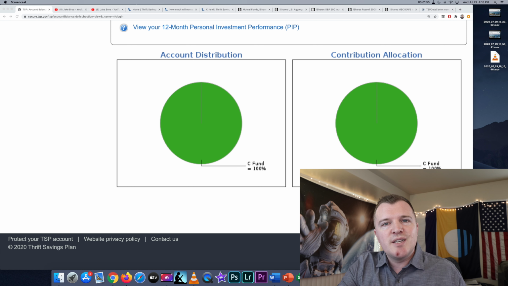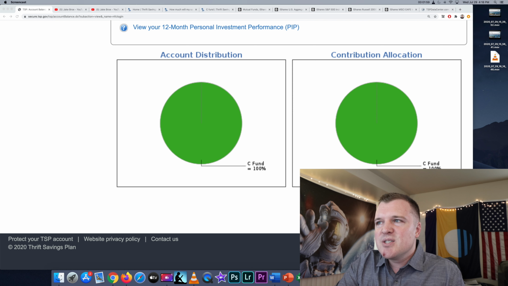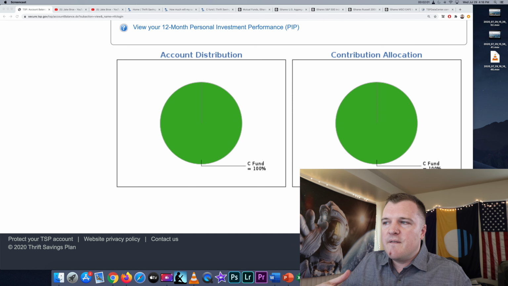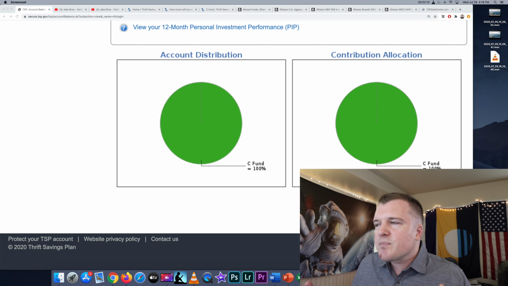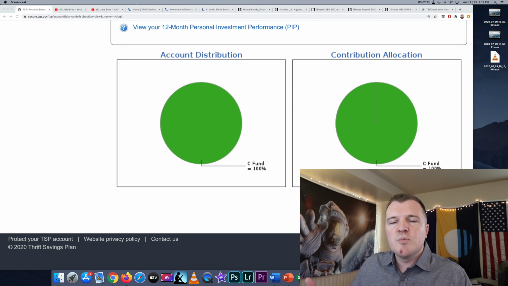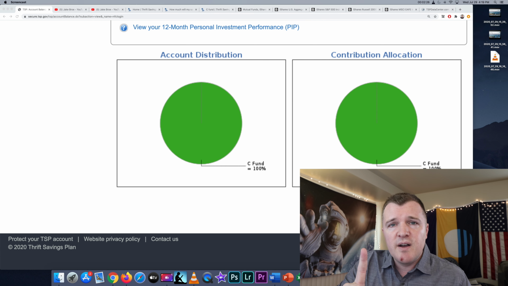Account distribution is where your money already in the account is currently distributed. So if you were to have 50% in the C, 20% in the I, 30% in the F, you can do that. And you can change these at any time. Your contribution allocations, you can switch where your future money will go. You can change this. And account distributions, they only allow you to rebalance your TSP account twice a month, and then you can go to the G fund at any time.